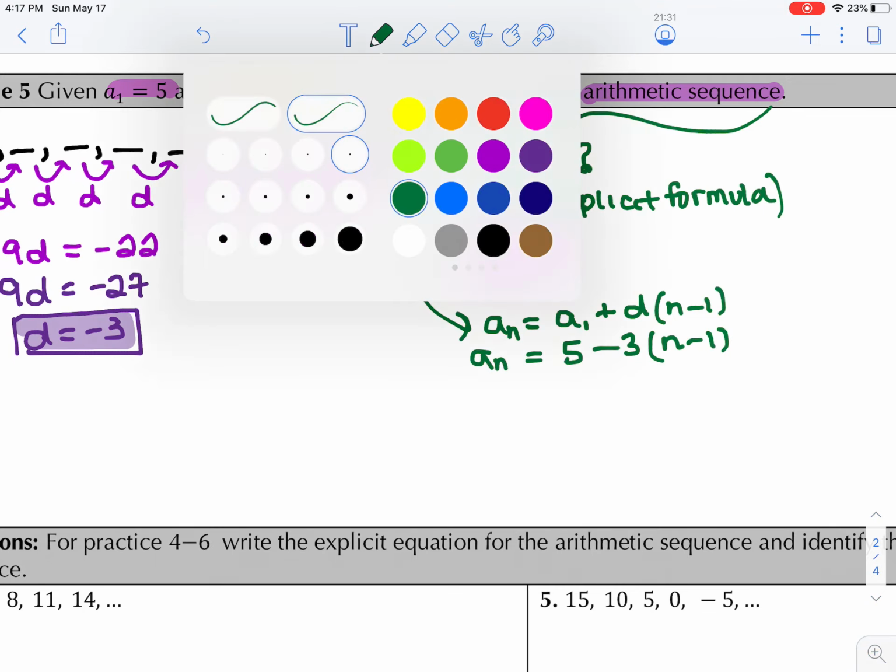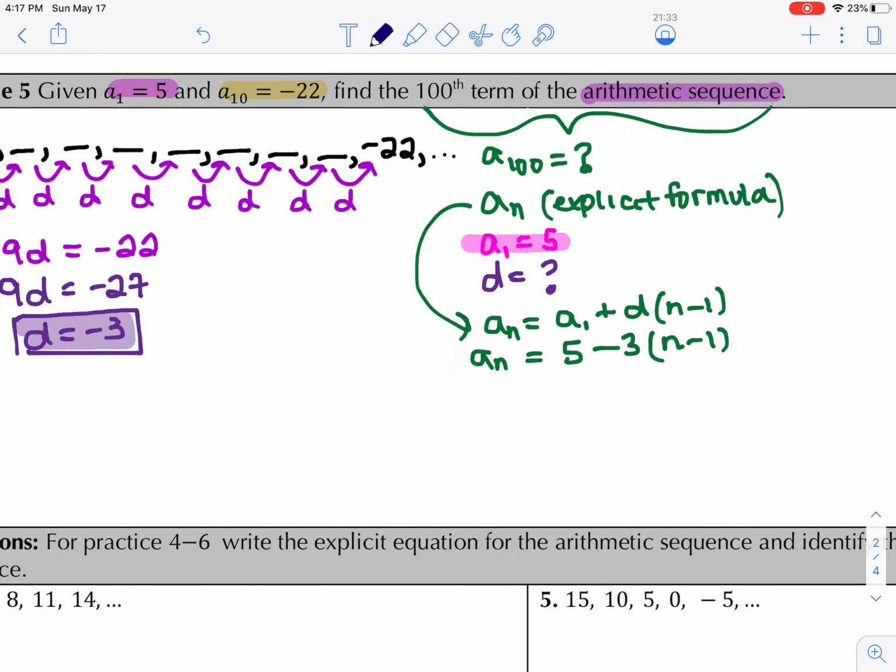But this question, if I'll remind you, asks you for a sub 100. Okay, so we can go ahead and plug in 100 wherever I see n. So we have 5 minus 3 times 100 minus 1. Notice I'm going about this a little bit differently than I did before. I've chosen not to distribute. Rather, I'm just going to go ahead and evaluate, which is fine. This will give me 5 minus 3 times 99.